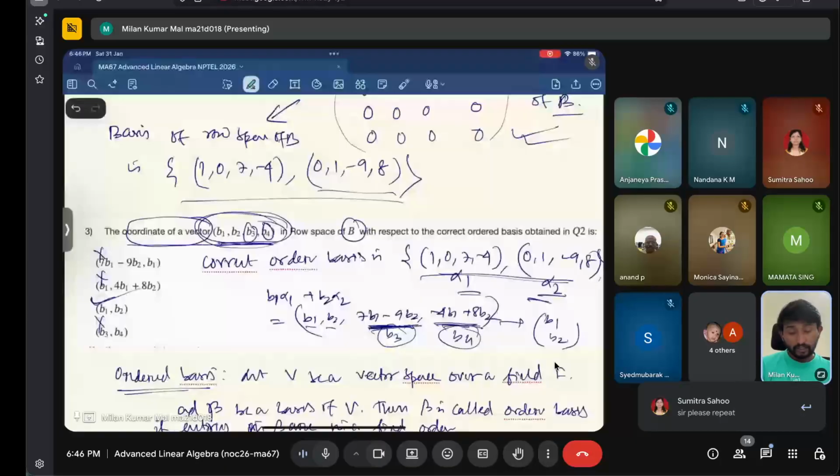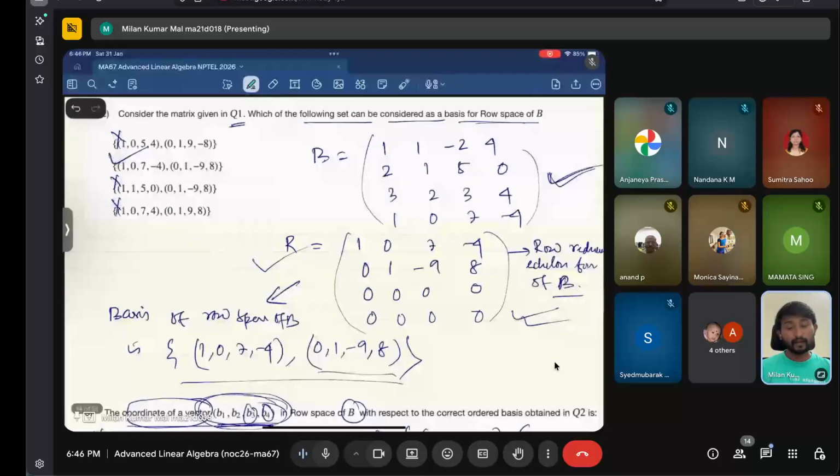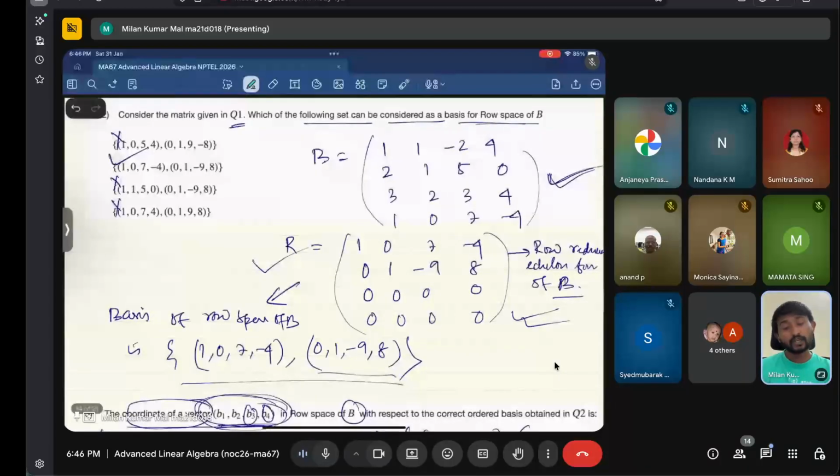Which one? This one. Okay, so let me recall a little bit. This was the matrix B given. This is the first row. I hope it's visible, right? First row is 1 1 minus 2 4. Second row is 2 1 5 0, third row is 3 2 3 4, and fourth row is 1 0 7 minus 4. So the initial question was about what the row space is.